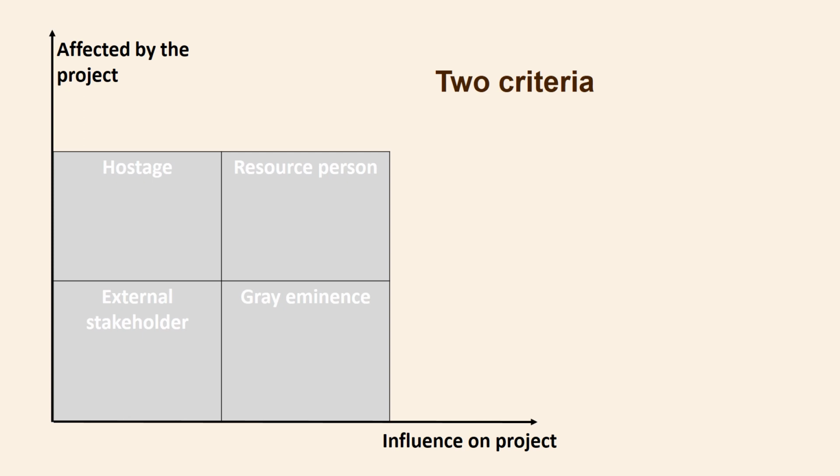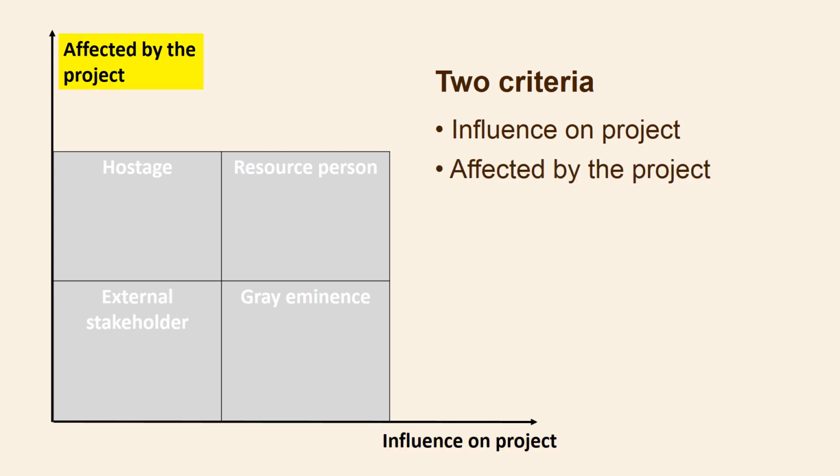The model consists of two criteria. The various stakeholders' influence on the project: who can influence decisions affecting the project and who cannot? And how much the project affects the individual stakeholders. Those who are or will be affected by the project are also usually necessary for the implementation of the project.